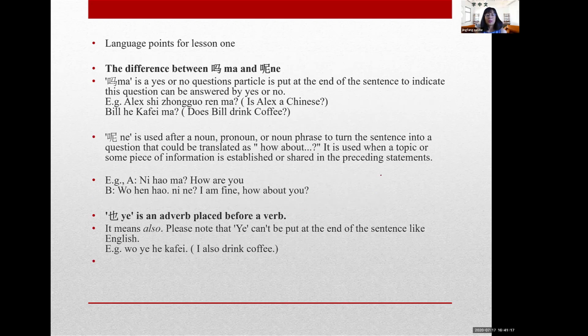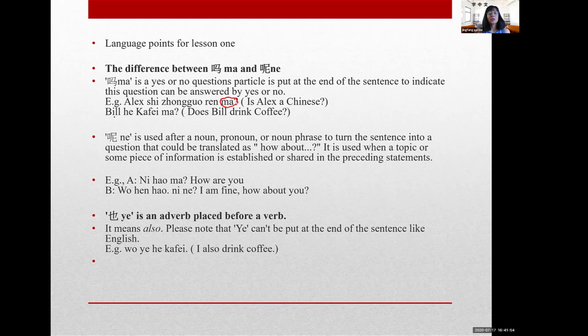Okay, so the 2 question words in our grammar for lesson 1 are ma and ne. So ma is for a yes or no question. It's very simple. All you need to do is add ma at the end of the sentence. For example, here I said, Alex 是中国人吗? Alex 是中国人 means Alex is Chinese. After you add the ma at the end, it becomes, is Alex Chinese? You don't need to change the word order at all.